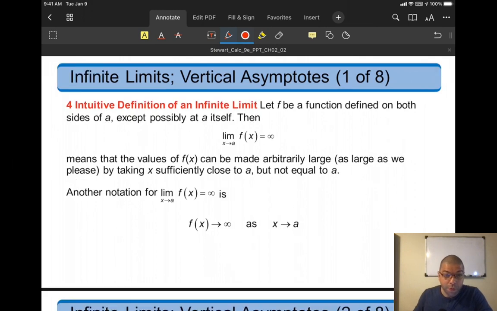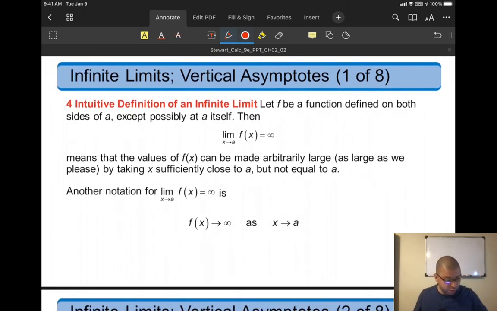Infinite limits happen when, rather than approaching a given value as you choose x values closer and closer to a, f of x gets very, very large or very, very negative, like -1,000, -1,000,000, -1,000,000,000, or very large positive, like 1,000, 1,000,000, 1,000,000,000, a trillion, whatever. Okay, so that's the idea. As x gets closer and closer to a, f of x gets larger and larger. They use the phrase arbitrarily large, or as large as we please, another fancy way of putting it.